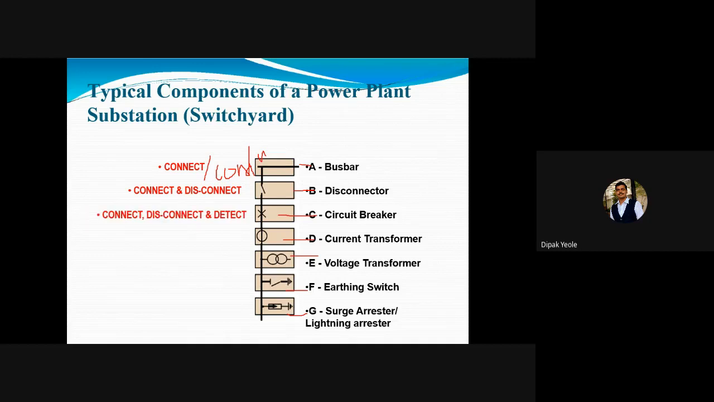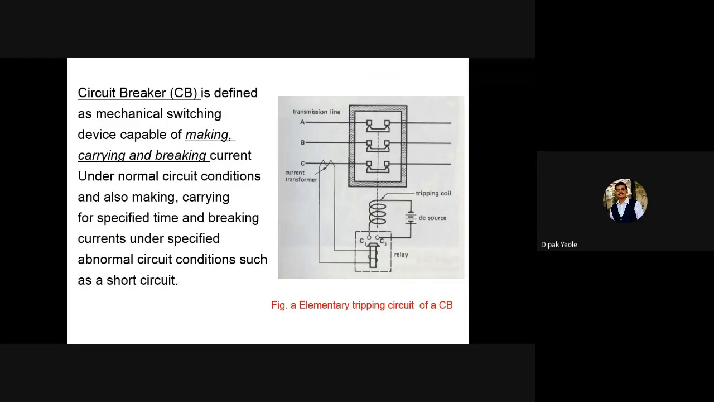What is the function of the circuit breaker? It has to detect first, and then it has to make the connection, and it has to disconnect. Next is the current transformer, which detects and transforms the current as per the requirement. The voltage transformer should detect the voltage and transform the voltage. The earthing switch is used for protection and safety purposes, and the surge arrestor and lightning arrestor are used for protection purposes. So these are a few equipments along with their symbols and their functions. Now we are interested in the circuit breaker.